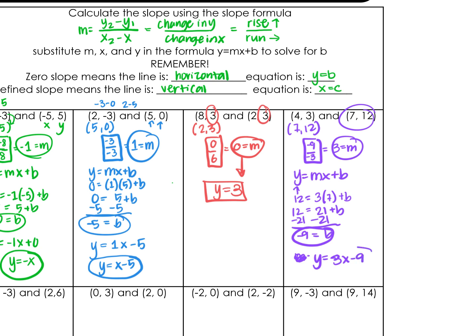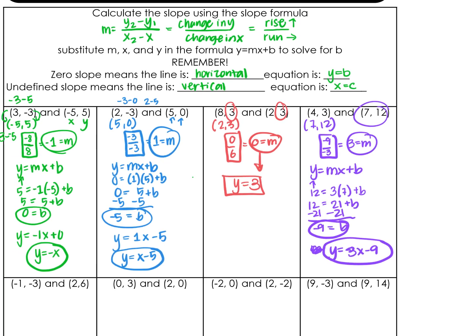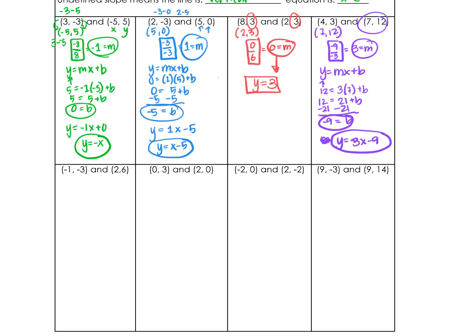minus 9. Now, remember, if I end up with an undefined slope, I'm just going to write an x equals equation. If I have a 0 slope, I'll write it y equals equation, and everything else is y equals mx plus b. So go ahead and try the next examples on this page.